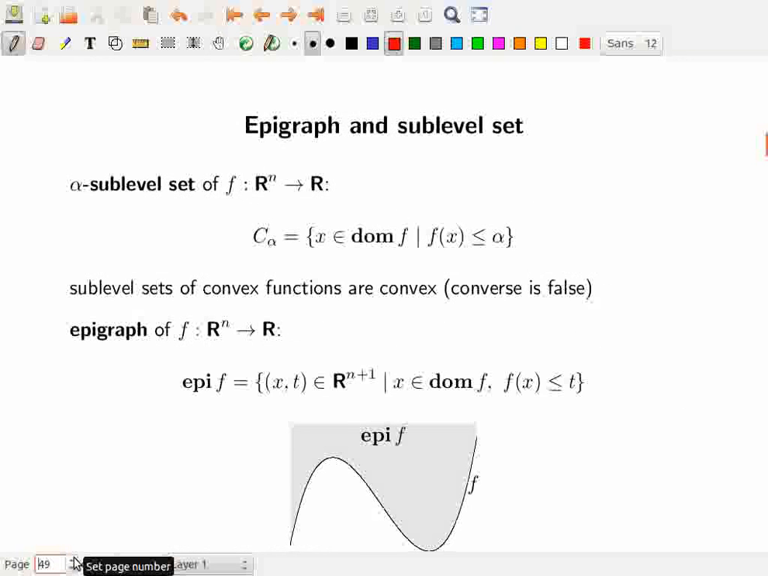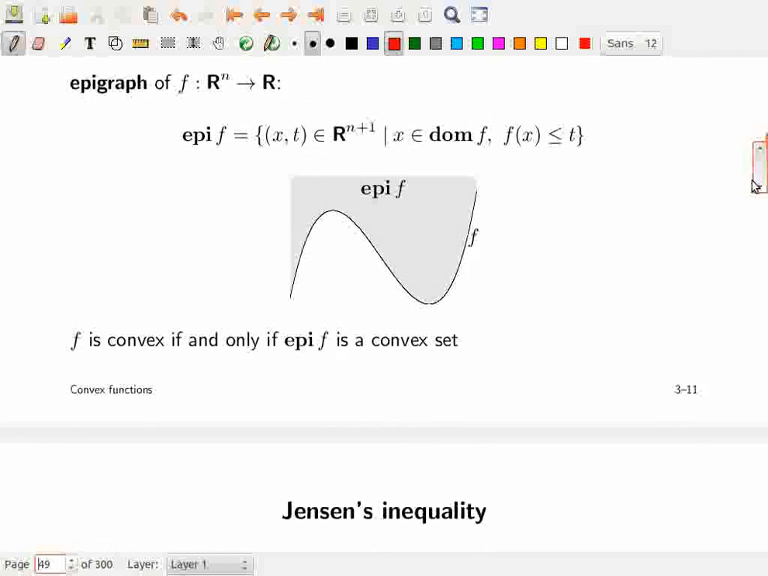We talked about the epigraph and sublevel sets. Epigraph, as you can see in this picture, if this line is the function f, the area that has a shadow here is the epigraph of function f. If f is convex, the epigraph is a convex set, and it's one way that you can prove whether the function is convex or not.